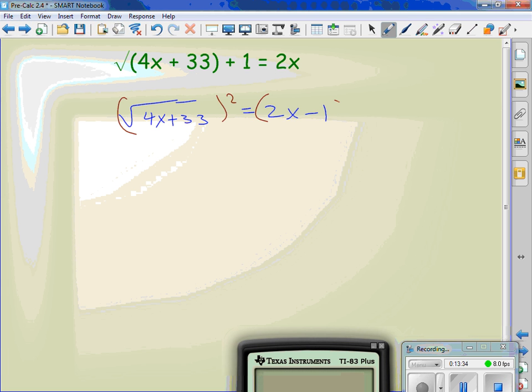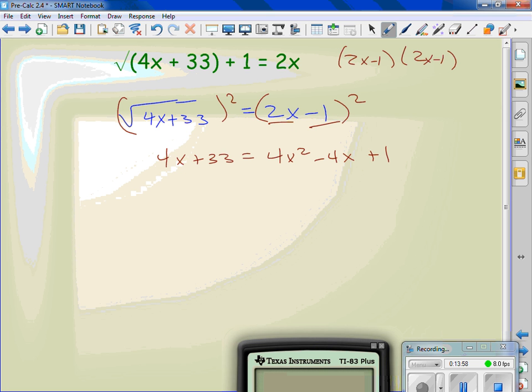So when I square this, 4x plus 33 equals 4x squared minus 4x plus 1. That's 2x minus 1 times 2x minus 1. You can use FOIL, or you can remember the shortcut method. That squared, that squared, that. 2 times these 2 gets me that. Move everything over. Yeah, you get 2 negative 2's, which is a negative 4. 4x squared minus 8x minus 32 equals 0.